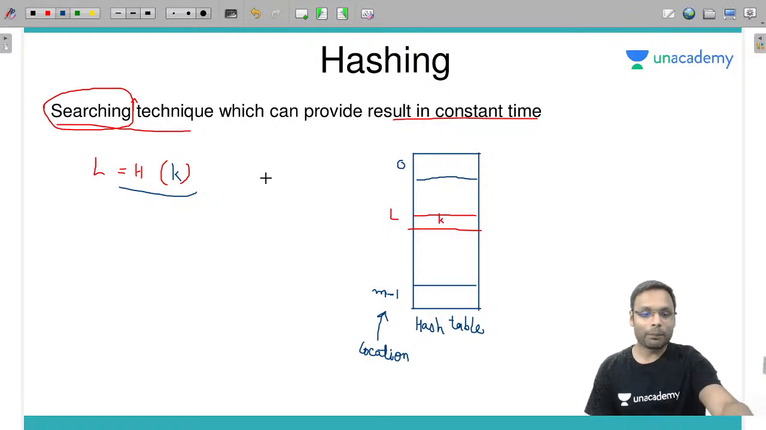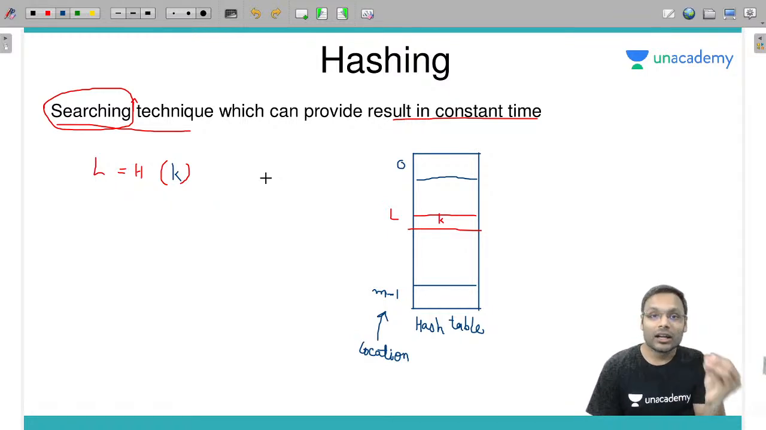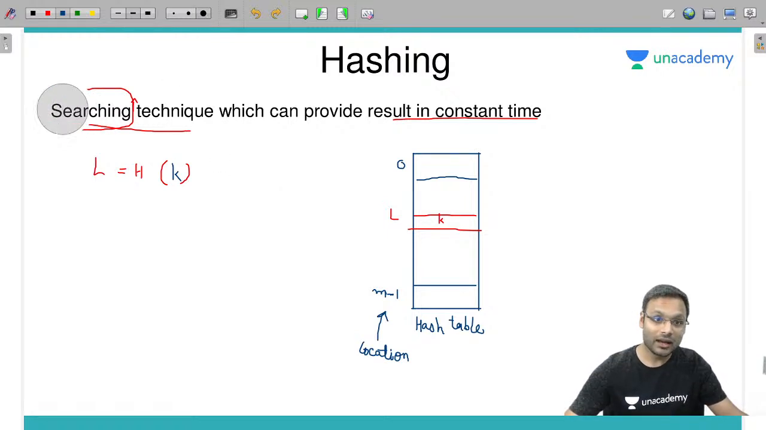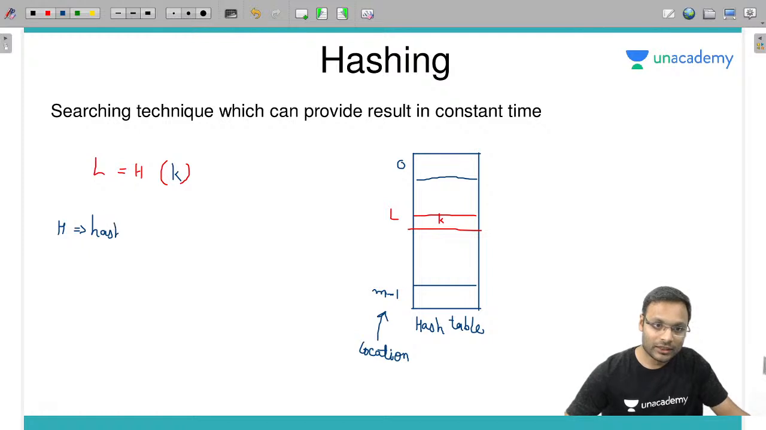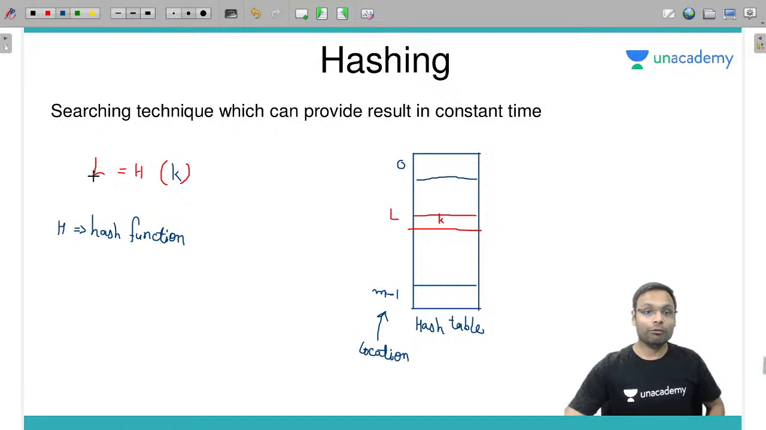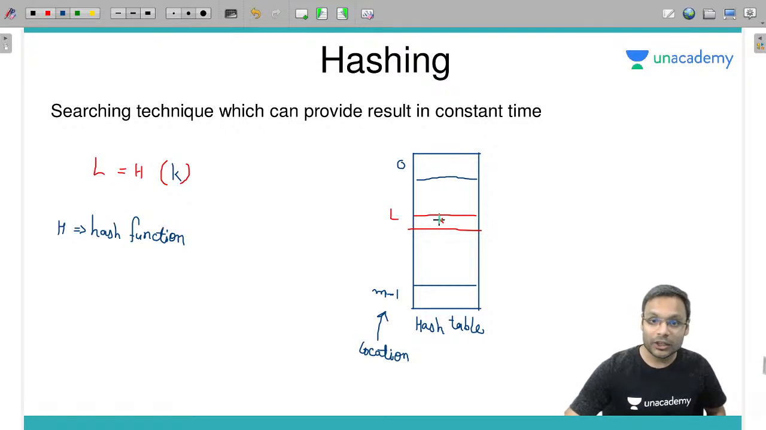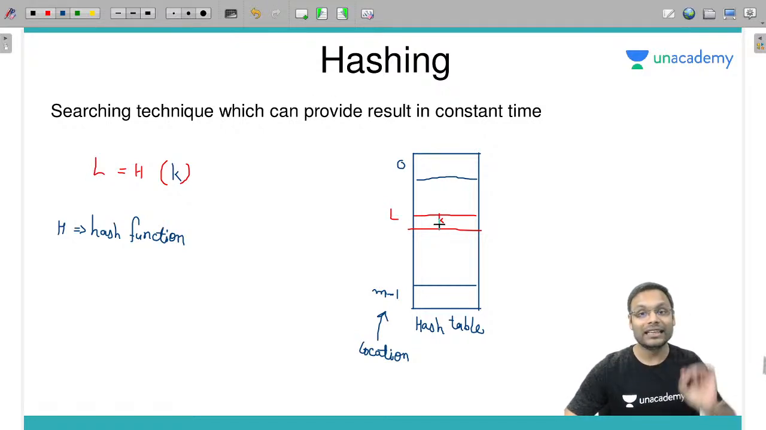Very simple. Applying the function is a constant time operation. So what have we got? Let's revisit every thing again. So we have h, which is nothing but a hash function. This hash function you are going to apply over the key so that you can get a location. When you get a location, you just place that particular key k for insertion.